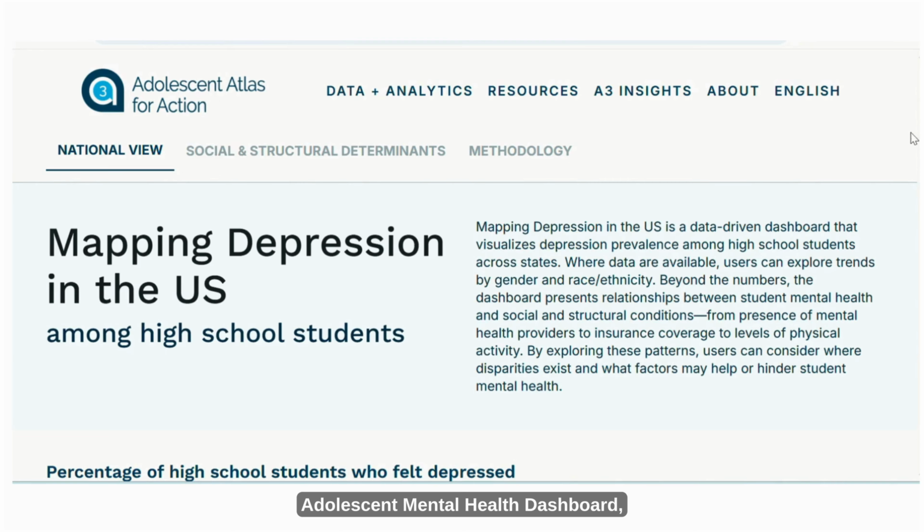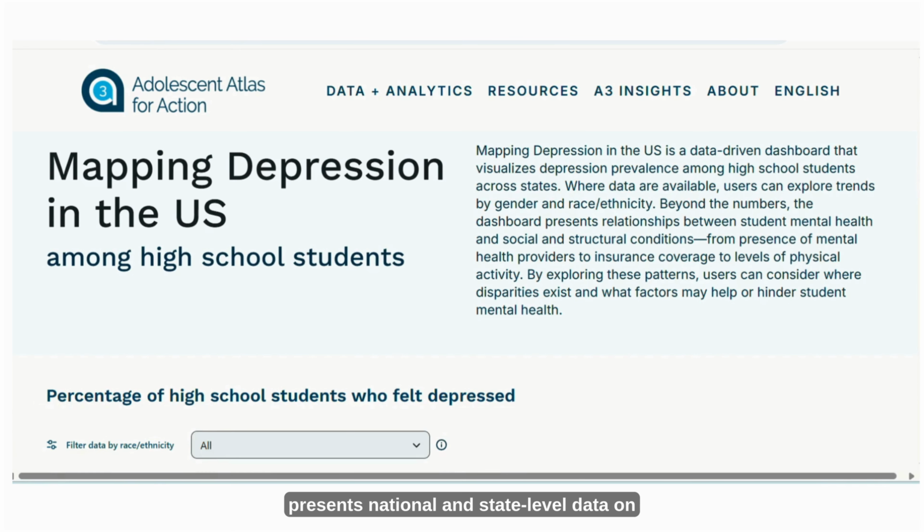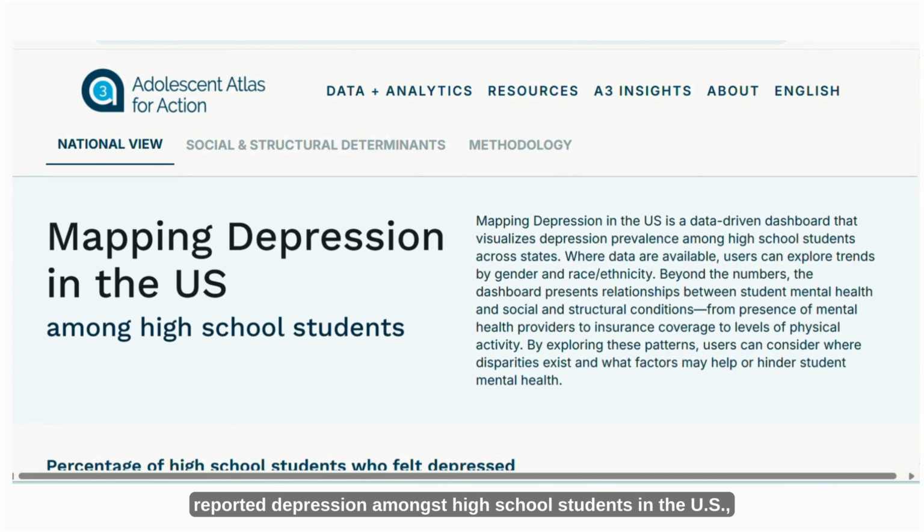Welcome to the U.S. Adolescent Mental Health Dashboard, which is the newest edition of the Girl Center's Adolescent Atlas for Action, or A3. It's the first ever A3 dashboard that uses U.S. data, presents national and state-level data on reported depression amongst high school students in the U.S., along with key demographic patterns and social and structural determinants.